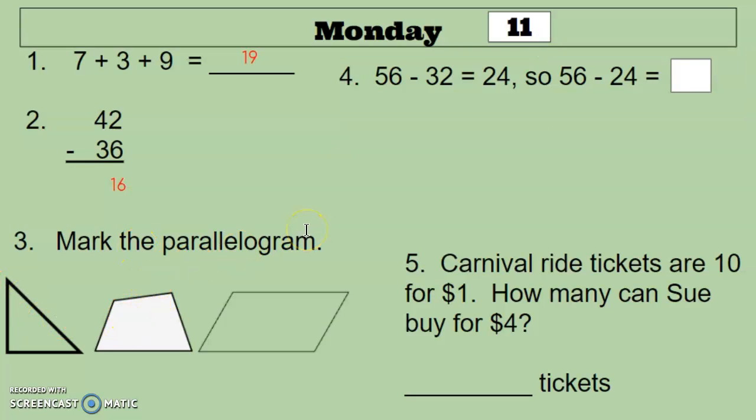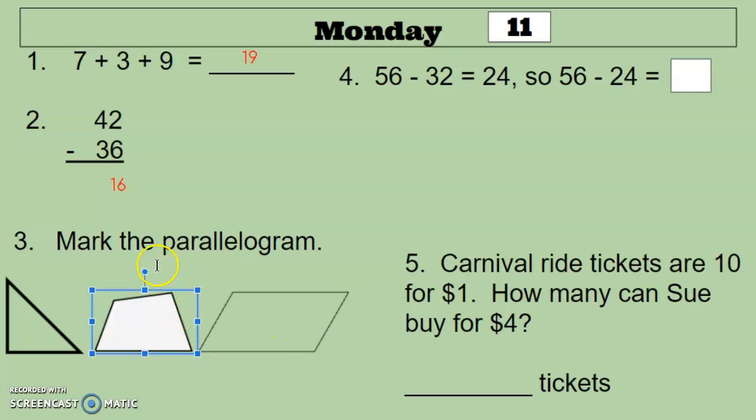Mark the parallelogram. Notice in the word parallelogram you have the word parallel. That means the sides run in the same direction and never touch. So if you look here, this line and this line will continue going on forever and ever, never touching. This line and this line will continue going on this direction, never touching. Okay, so that is the parallelogram.